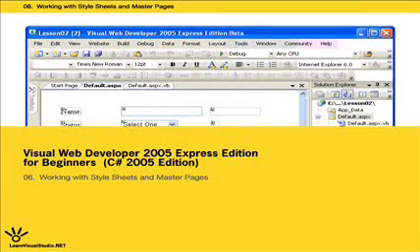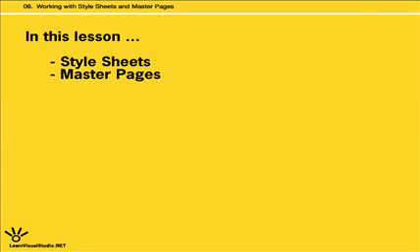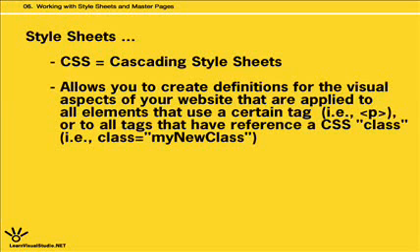Hello again. In this video we're going to talk about style sheets and master pages. Let's start by talking about style sheets. If you're familiar with web development in general, you've probably heard the term CSS or cascading style sheets. A cascading style sheet is just an easy way to define the look and feel of the various elements that appear on one or more web pages within a website.